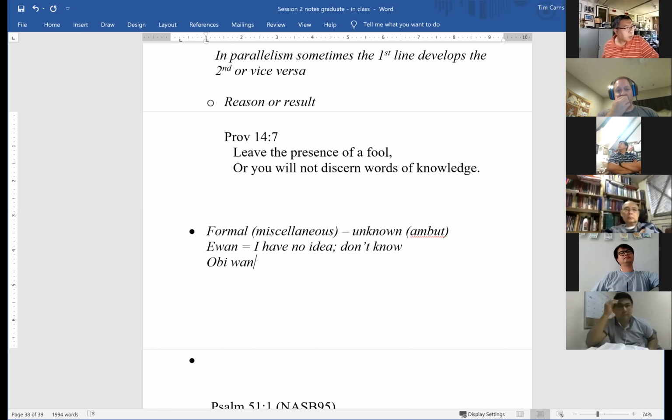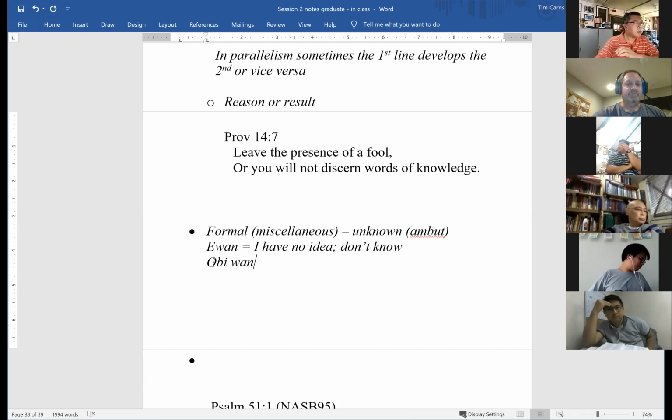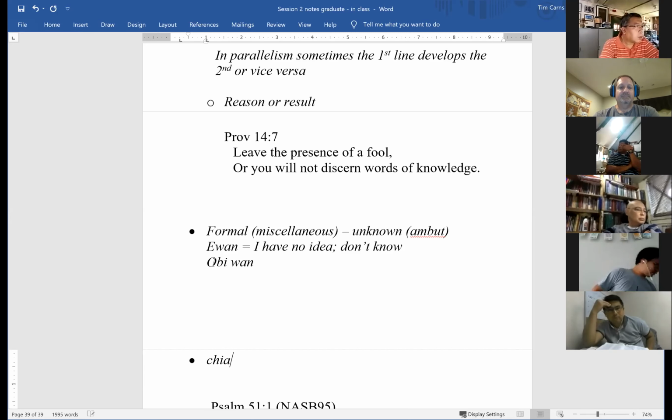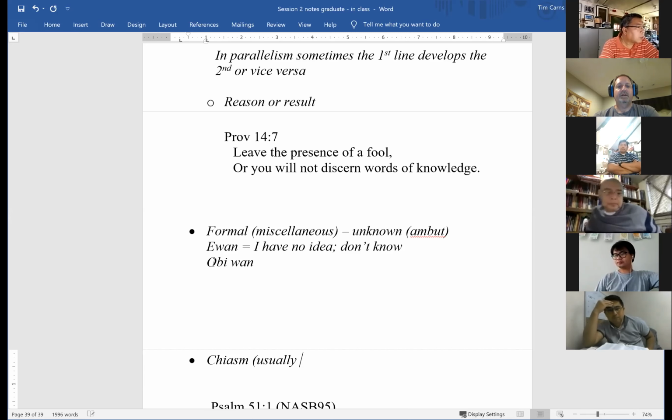All right. And this isn't just in the Psalms. You're probably going to see just a few percent of the cases like this. Usually it will be one of the first three, either synonymous, contrastive, or developmental. Now, there's a specialized category called chiasm. Usually it's used with synonymous parallelism, but it's a special kind.